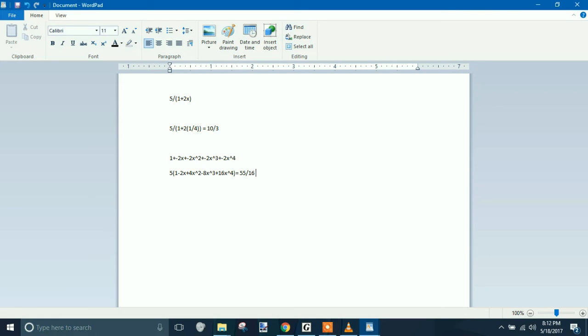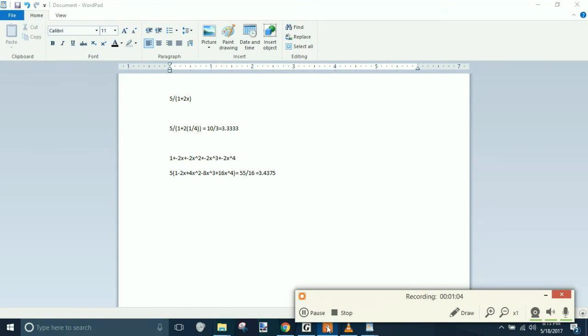Now 55 divided by 16 in decimal form is equal to 3.4375, and 10 over 3 up here is equal to, of course, 3.333. Now these are quite close, but of course these are quite close as this is an approximation, not an exact replica. But very quickly, we're now going to jump back into Java to modify the program to see how this runs.